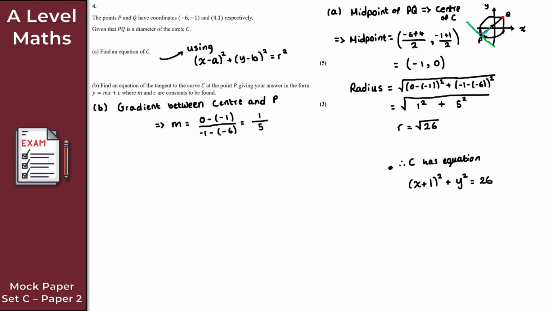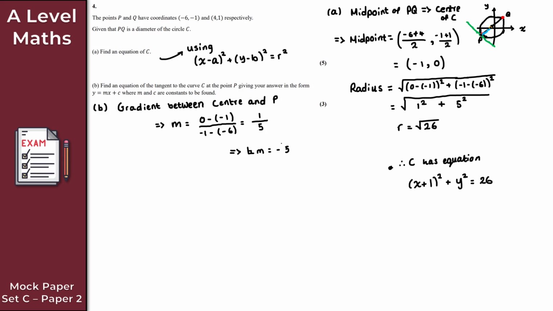But I don't want the gradient of this line segment here. I want the gradient of this green straight line here. So this would be the negative reciprocal gradient here, right? The perpendicular gradient. So my perpendicular gradient then is, so we flip this and times it by minus 1. So I get 5 over 1 times that by minus 1. I get minus 5 there.